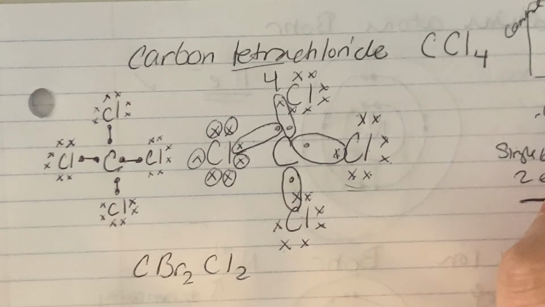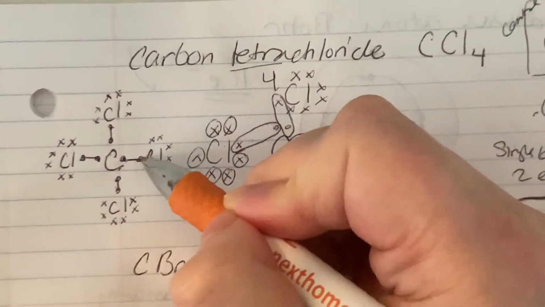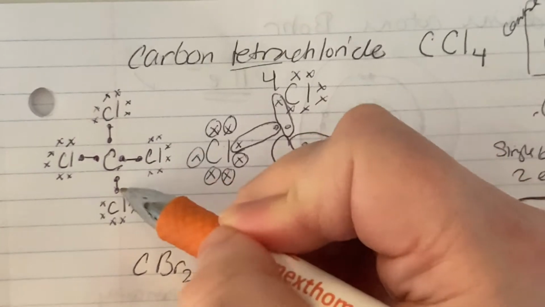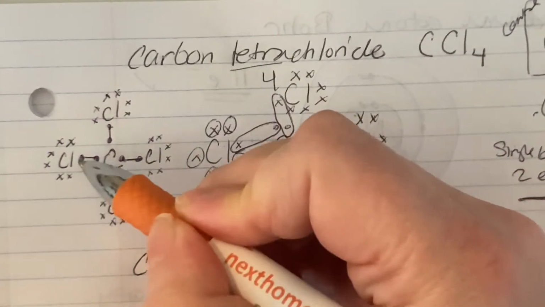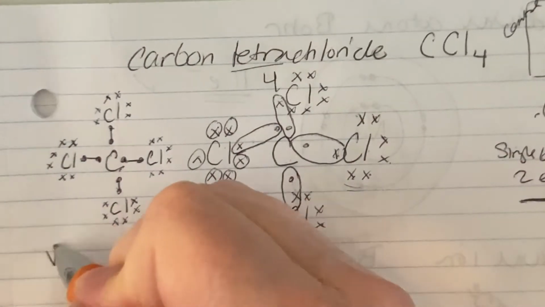Okay, chlorine is supposed to have 7. 1, 2, 3, 4, 5, 6, 7. So they are still meeting their valence rules.